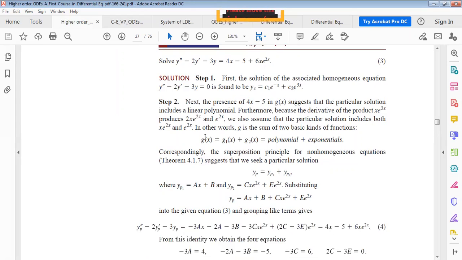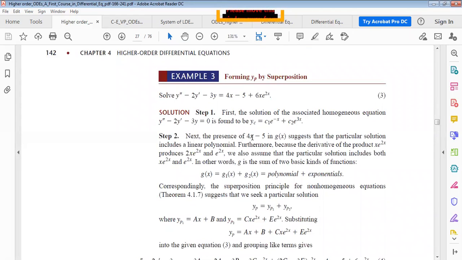Now next step, similar process. There is the presence of 4x - 5, one function, and this is another function, a multiplied function. So next, the presence of 4x - 5 in g(x) suggests the particular solution includes a linear polynomial, and further, because the derivatives of the product x e^(2x) produce 2x e^(2x) and another term e^(2x). Just taking differentiation of this, we get this, and we get another after differentiation.